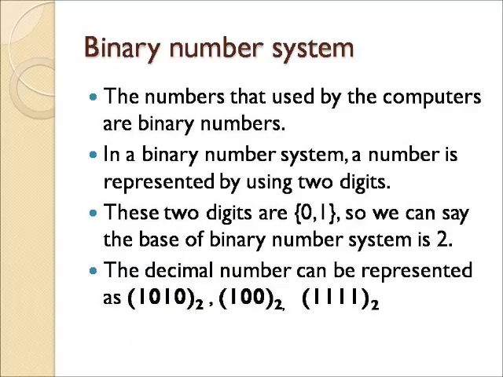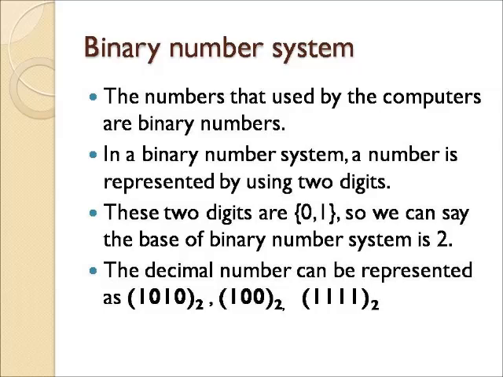The next number system is the binary number system. Of course you have heard that the computer uses binary numbers, right? As the name indicates, the binary number system uses two digits, 0 and 1. As the binary number system uses two digits, we can say the base of the binary number system is 2.